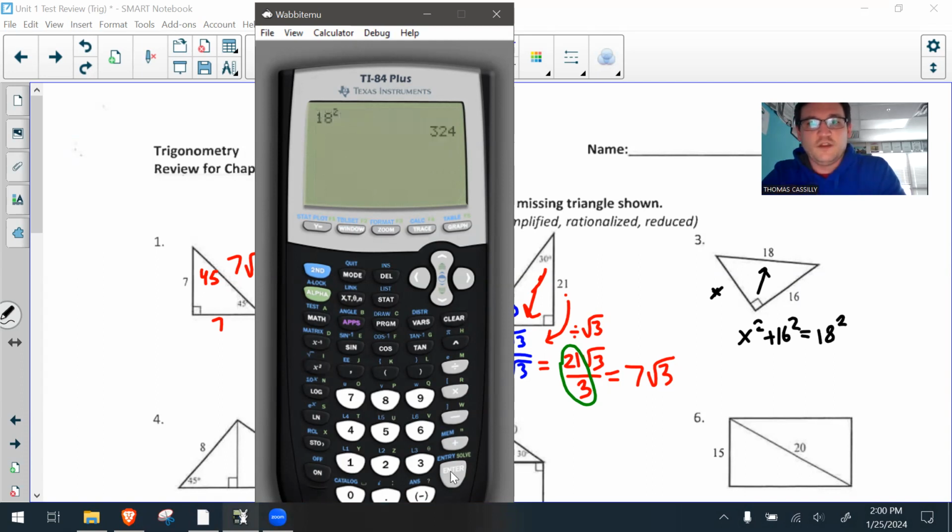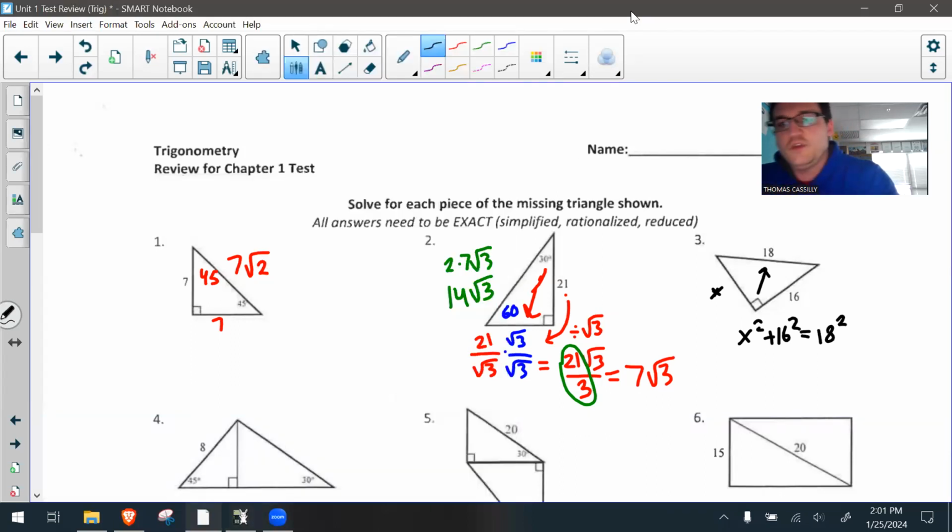All right, so what I'm going to do is 18 squared, right, and that's going to give me 324. Now, I got to get rid of that 16 squared, so I'm going to subtract it. So I'm going to say 18 squared minus 16 squared. All right, and that gives me 68. So we know x squared here equals 68.